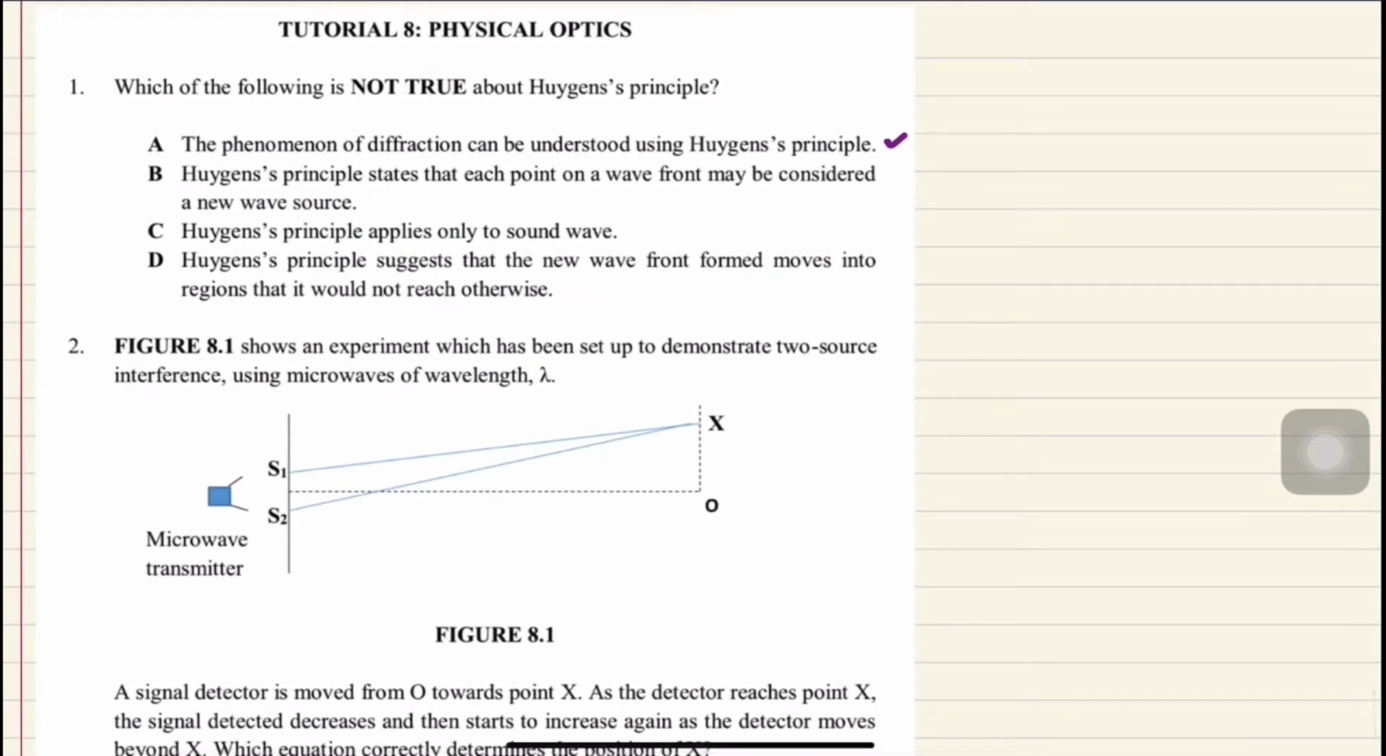Huygens principle states that each point on a wave front may be considered a new wave source. This one is correct as well. Huygens principle applies only to sound waves. This one is incorrect, so the answer is C. Huygens principle suggests that the new wave fronts move into regions that it will not reach otherwise. This one is correct as well. The answer is C.